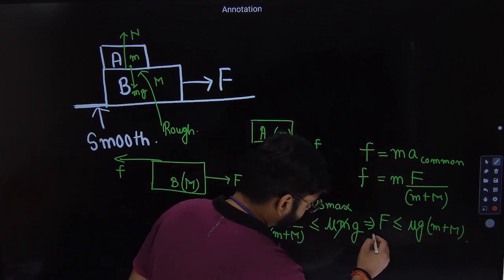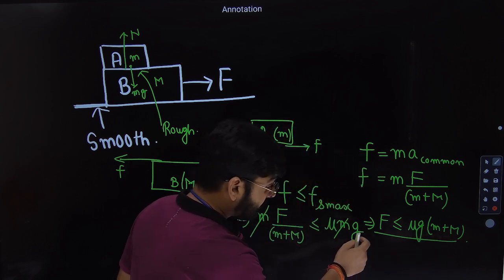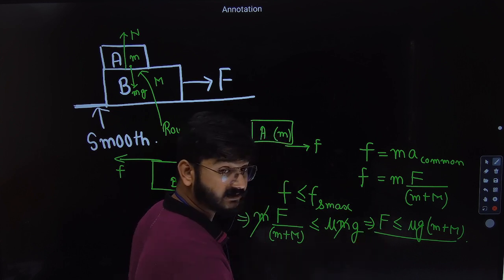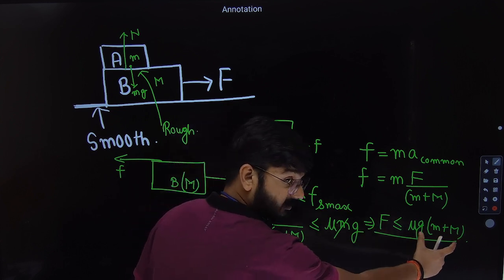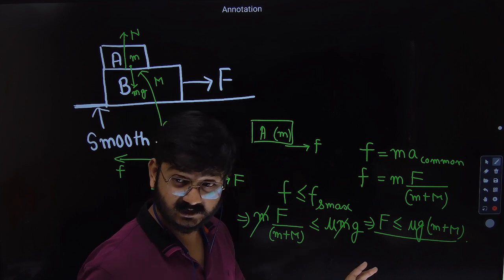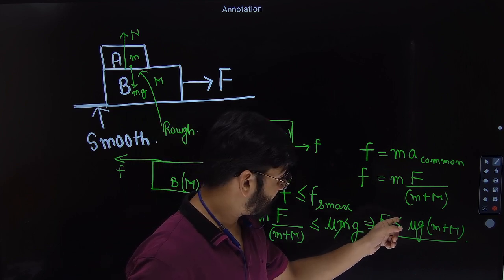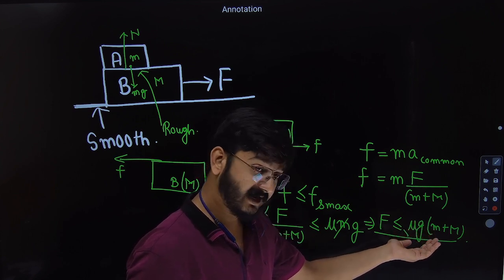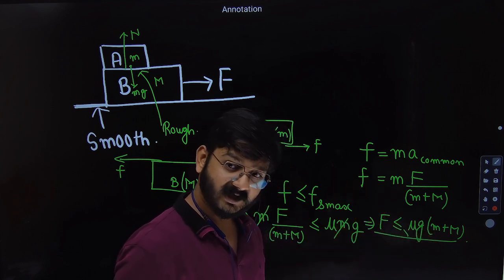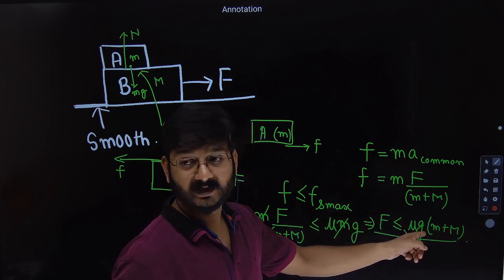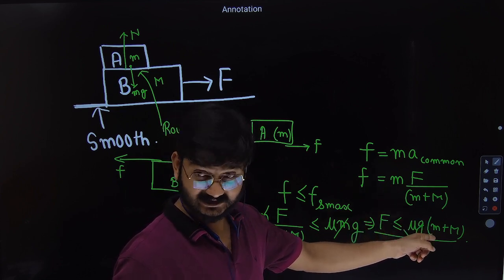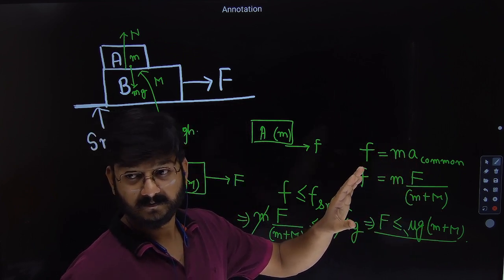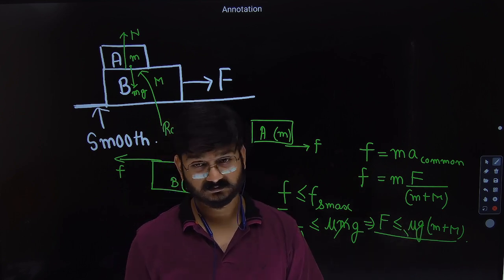Okay. Now one more thing. If you see the inequality, this F is less than or equal to this. So what is the maximum value of this force? This one. All of you know how to read an inequality? This force is less than or equal to this. The maximum value will be this. After that, it can be less also. But maximum you can apply this much. The moment you exceed this, they will not move together. They will slide. Okay? This is the maximum.